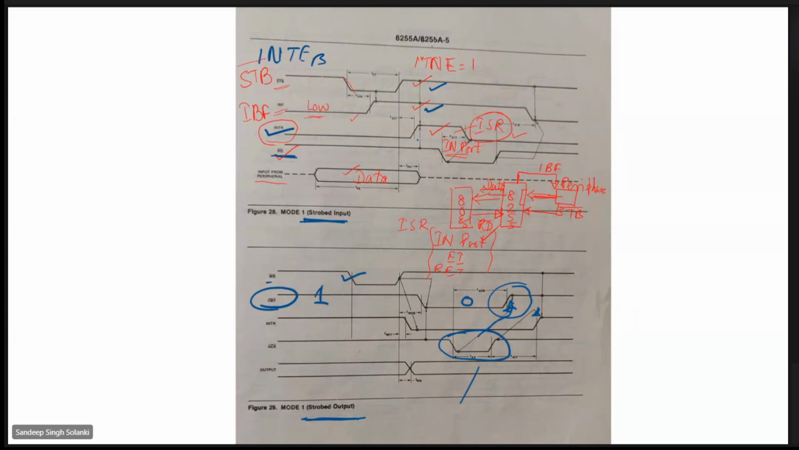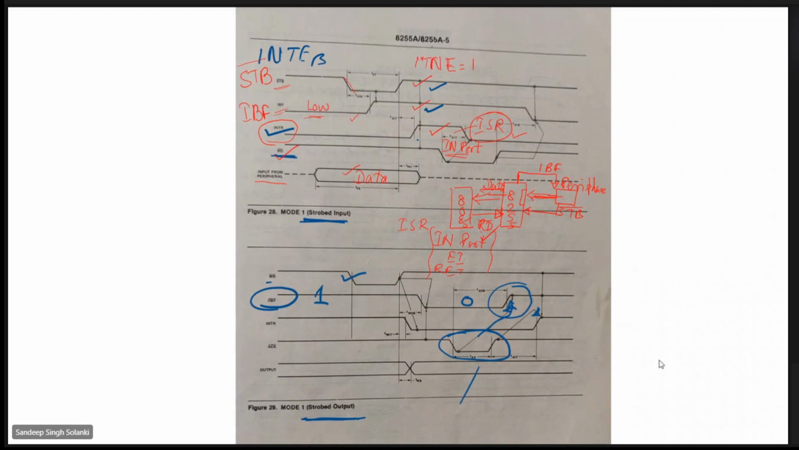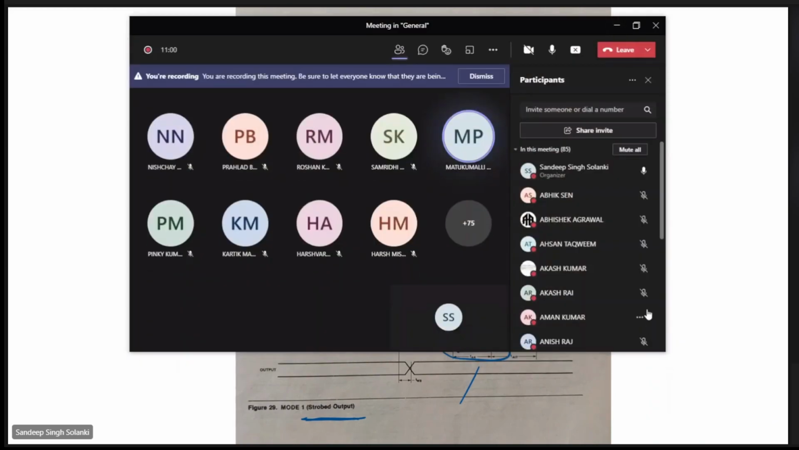Somebody should respond. Already I'm talking to a black box. So at least somebody has to respond. Is it okay, or any question or any doubt?